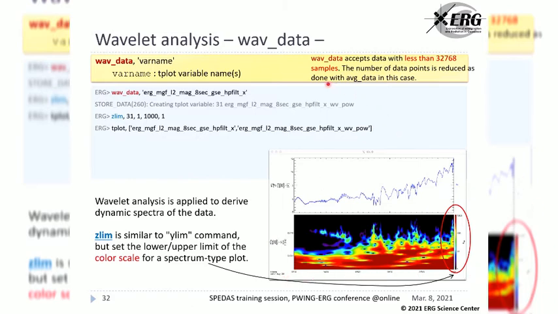And the point is that this command accepts data with less than 32,768 sample points. So the number of data points should be reduced, as done with the averaged data in this case. And another point is that the color indicates the wave power, and the color scale can be changed with the zlim command, which is similar to the ylim command, but sets the lower and upper limit of the color scale for spectrum type plots.